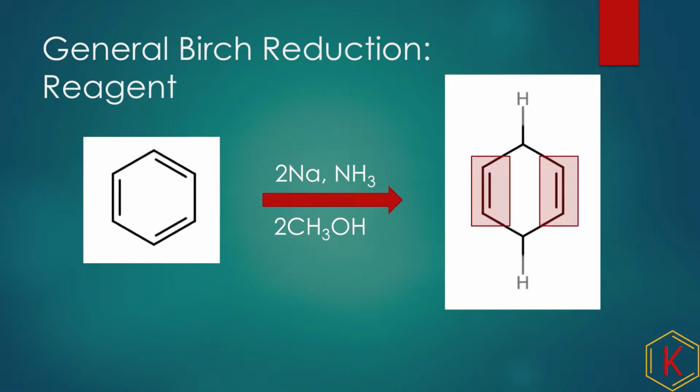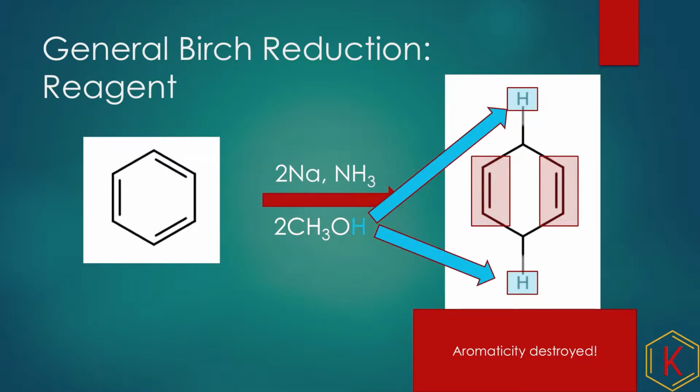This. Well, we have 2 pi bonds left across the ring from each other. They're not conjugated, therefore we don't have an aromatic system. Also, we added 2 protons onto the ring. Where did they come from? The OH group, right here on the alcohol.